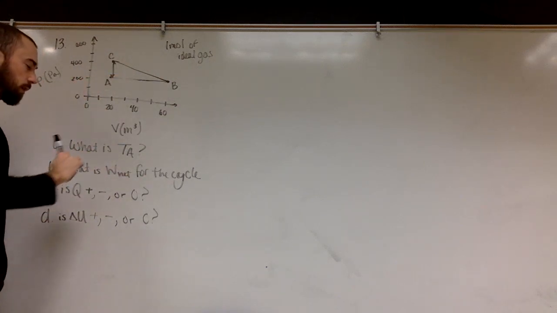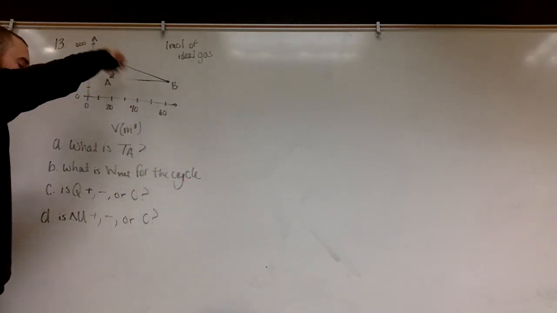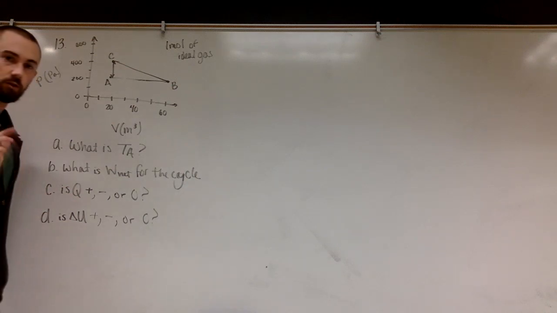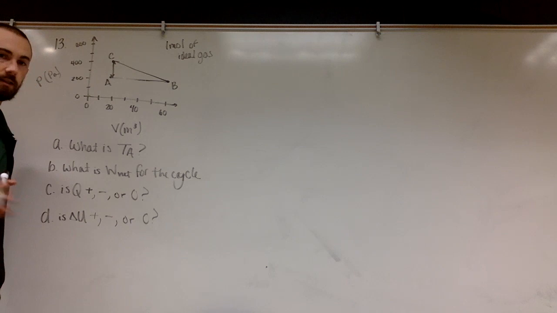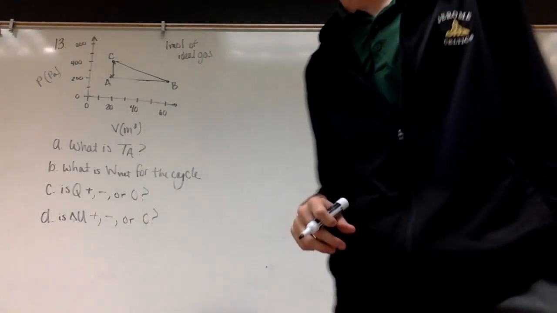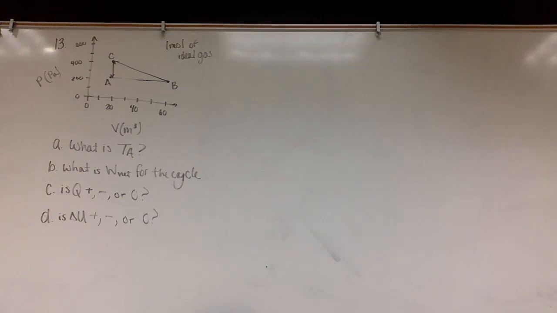So what I want you guys to answer about it is, what is the temperature at point A? What is the net work when you go through the whole cycle? Is Q positive, negative, or 0? And is our delta U positive, negative, or 0? So take a second, go through the problem. I'm going to pause it just like I did with the last one and go through step by step. Make sure you try them out before I go through them.